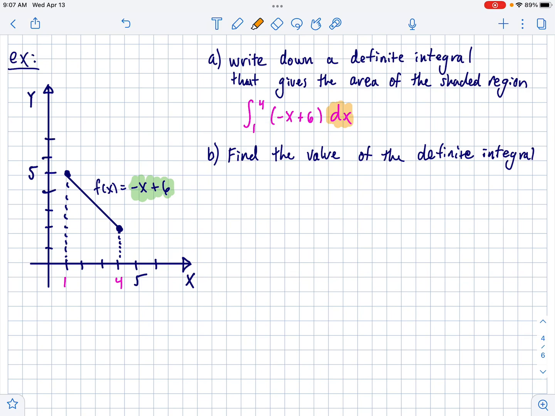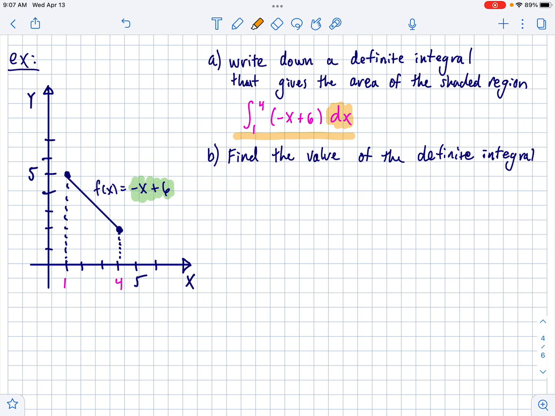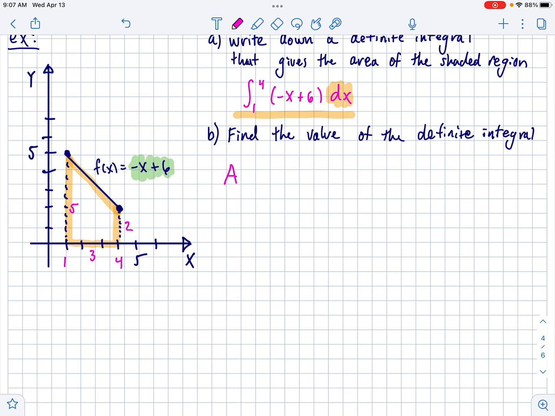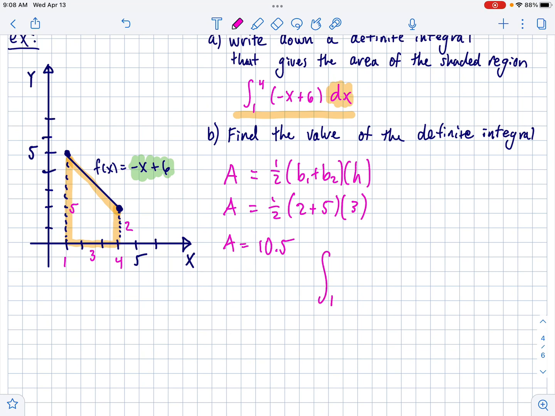Now we're going to find the value of that definite integral. Because we don't technically know how to do this with algebra yet, we're just going to treat this shape as a trapezoid. This trapezoid has a base of 2, a base of 5, and a height of 3. You kind of have to turn it on its side to look at it like a proper trapezoid. The trapezoid area formula, from your formula packet, is 1/2 times base 1 plus base 2, times the height. So this is 1/2 times 2 plus 5, times 3, and this whole thing is 10.5. So the integral from 1 to 4 of negative x plus 6 dx is equal to 10.5, because the integral is just the area underneath the curve.